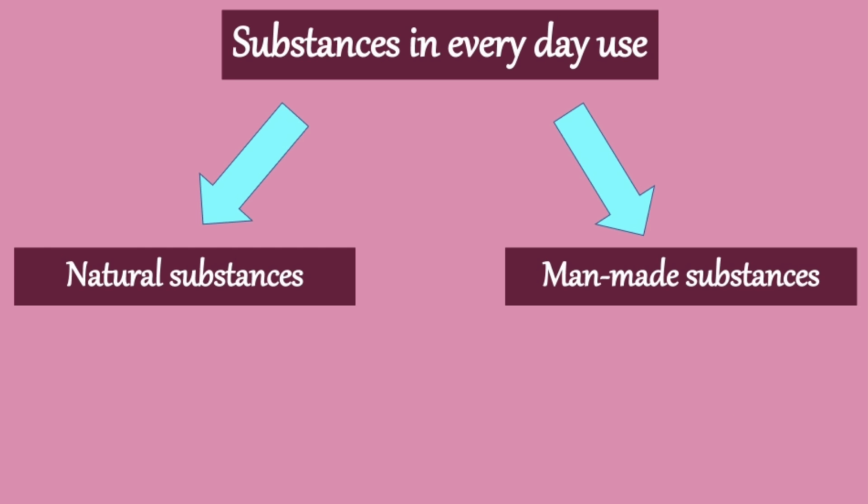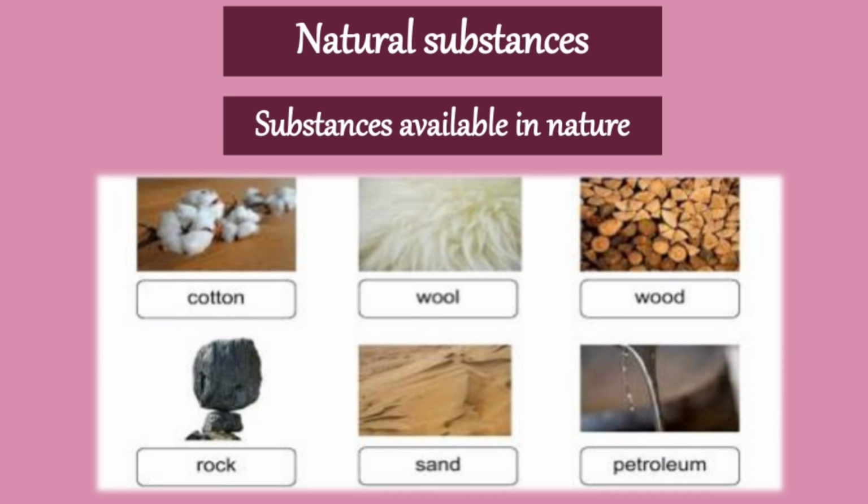So it is very necessary to study the properties of substances so that we can select and use them appropriately in our day-to-day life or for any purpose. So it is a must to know the properties of substances. The substances we use in our day-to-day life can be of two main kinds, which are natural substances and man-made substances. So what are natural substances? Substances which are available in nature are called natural substances. Examples of natural substances are cotton, wool, wood, rock, sand, petroleum. All these things we get from nature, right? So all of these are called natural substances.